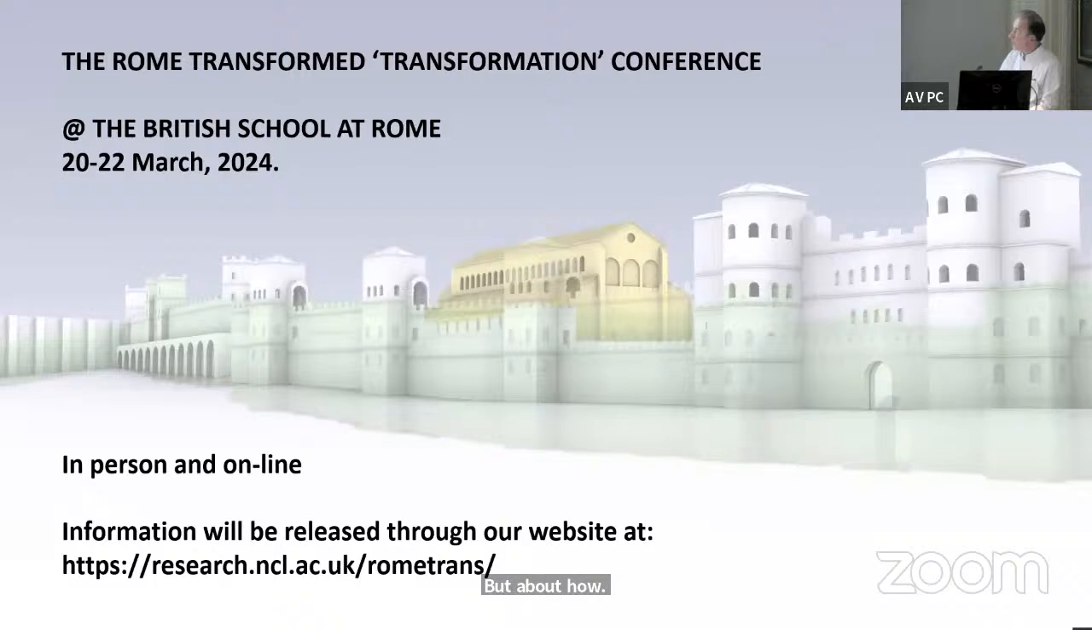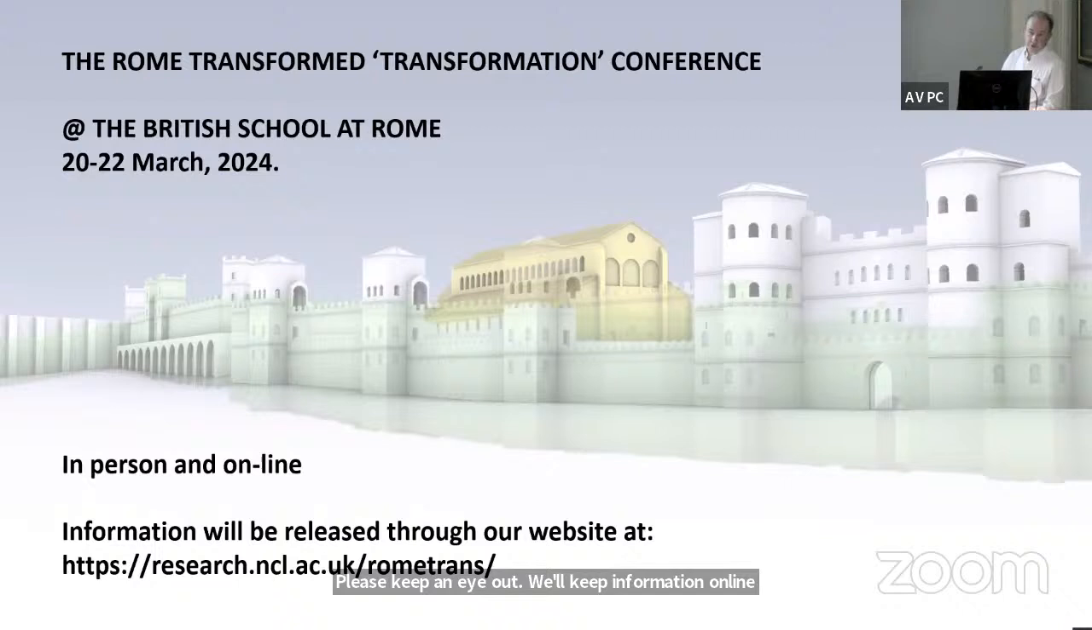So we'll be looking at this in still more detail a few months further down the road when we have our three-day Rome Transformed Transformation Conference. Please keep an eye out. We'll keep information online for you. And we'll be showing more of our images, not only of the transformation of structures, but of entire landscapes, and crucially, exploring what those mean, not only for the transformation of life in Rome over eight centuries, but for the way that Rome influenced the transformation of life more widely.